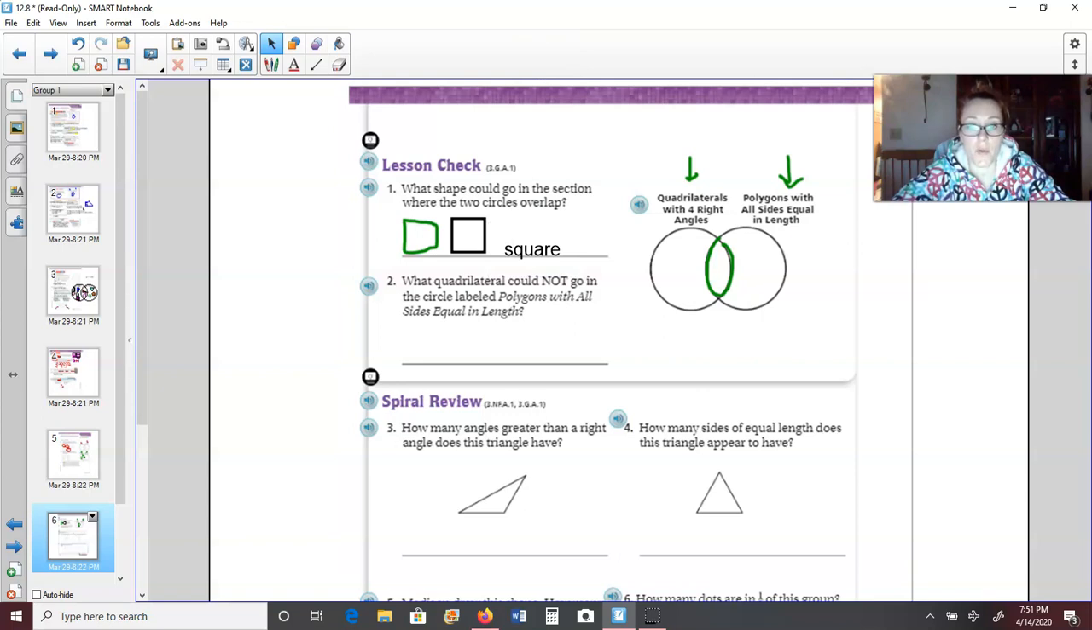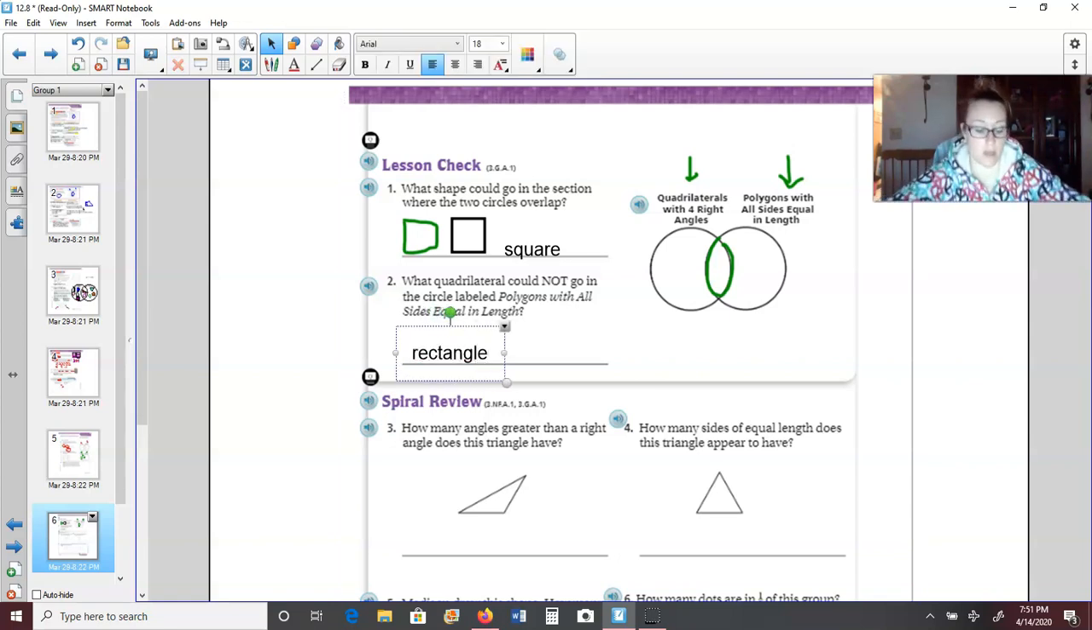Number 2, what quadrilateral could not go in the circle labeled polygons with all sides equal in length? Well, a rectangle couldn't because rectangles do not have all equal sides. Okay, so we could certainly put a rectangle there.